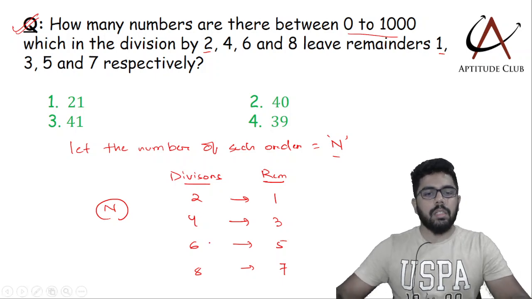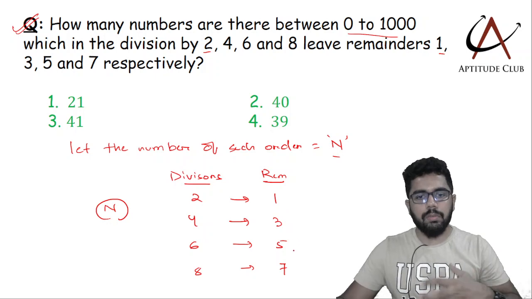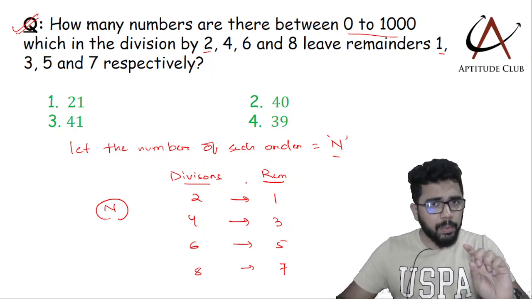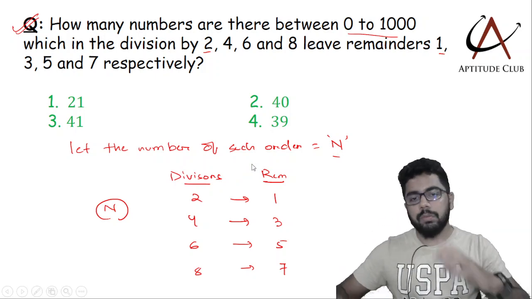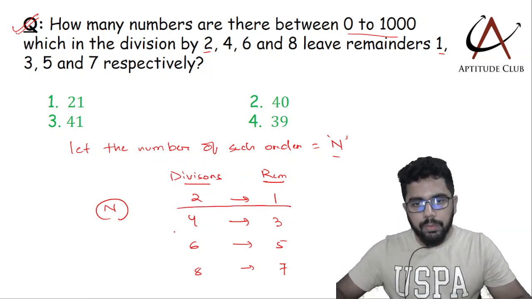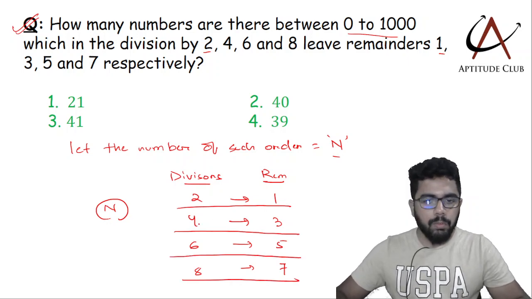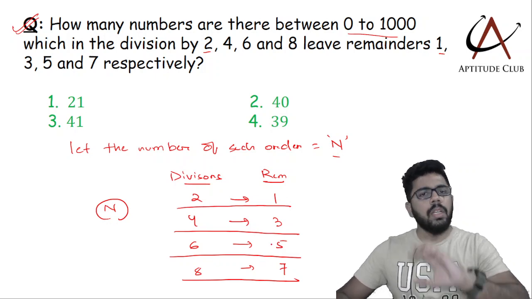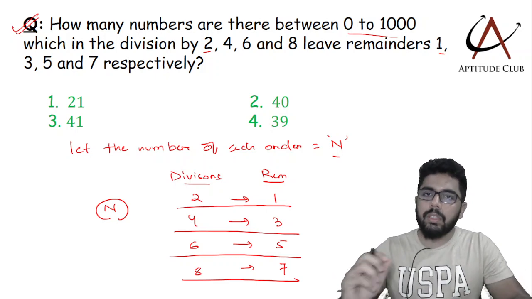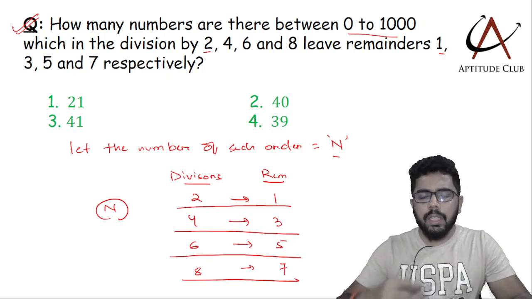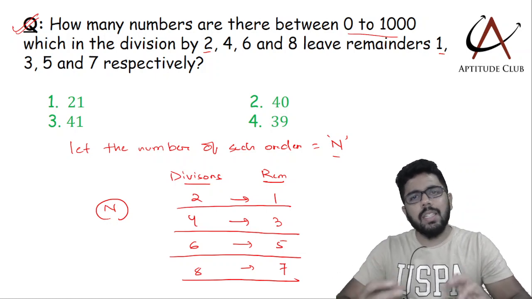When you look at this, the divisors are different: 2, 4, 6 and 8. The remainders are also different: 1, 3, 5 and 7. But there's a particular pattern that you can observe here: in each of the cases, the difference between the divisor and the remainder is 1. Like 2 minus 1 is 1, 4 minus 3 is 1, 6 minus 5, 8 minus 7. In a lot of books you will see that we need to subtract that difference from the number and then solve. But let us understand the reason behind that.